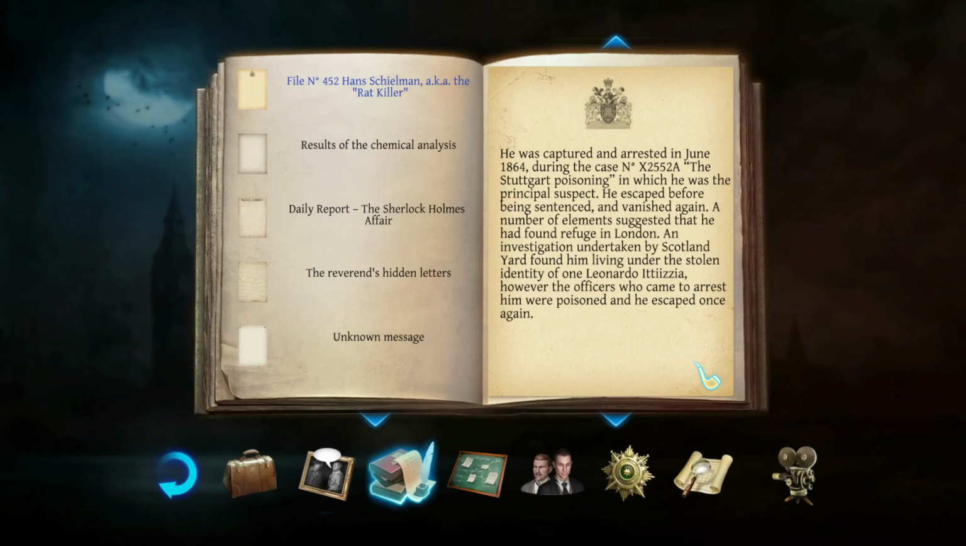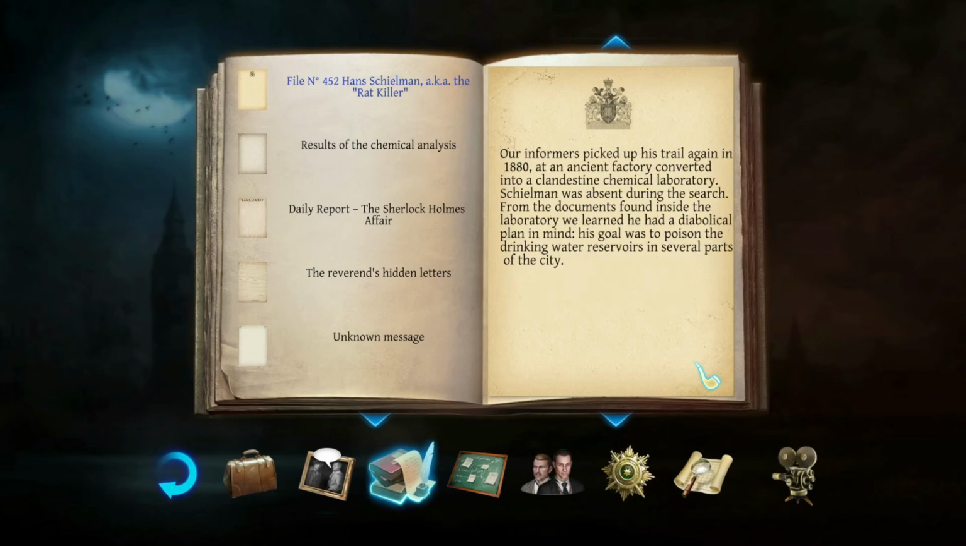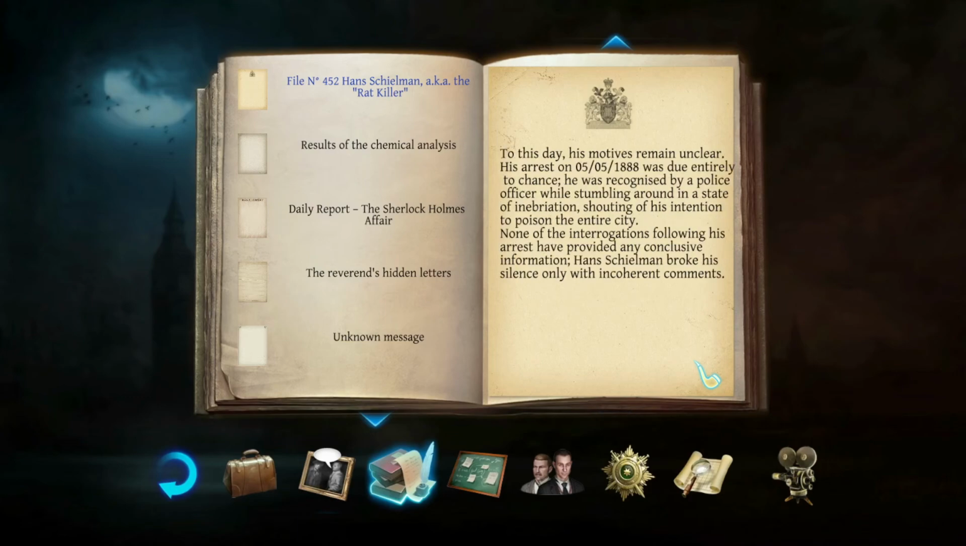A number of elements suggested that he had found a refuge in London. An investigation undertaken by Scotland Yard found him living under the stolen identity of one Leonard Itizia. However, the officers who came to arrest him were poisoned and he escaped once again. Our informers picked up his trail again in 1880 at an ancient factory converted into a clandestine chemical laboratory. Schielmann was absent during the search. From the documents found inside the laboratory, we learned he had a diabolical plan in mind. His goal was to poison the drinking water reservoirs in several parts of the city. To this day, his motives remain unclear.